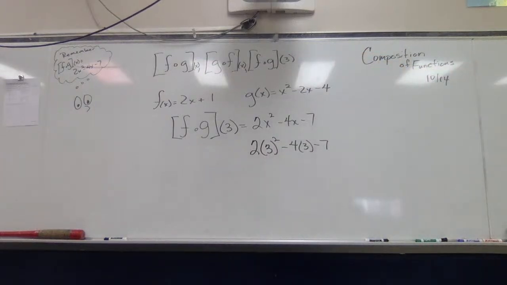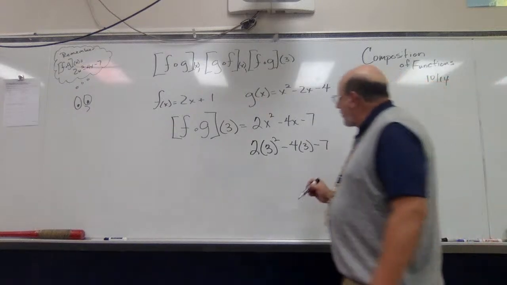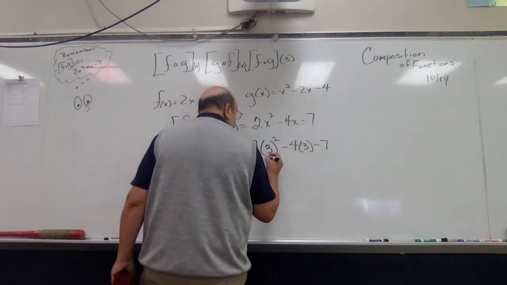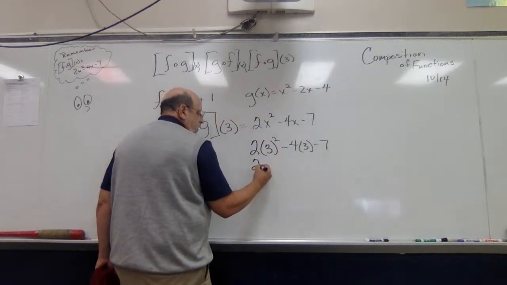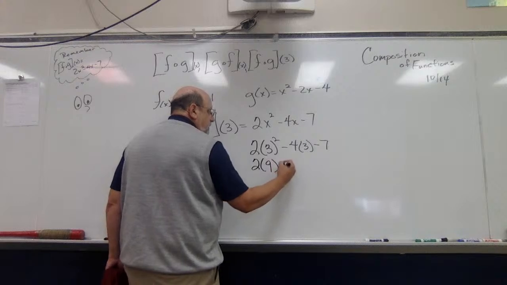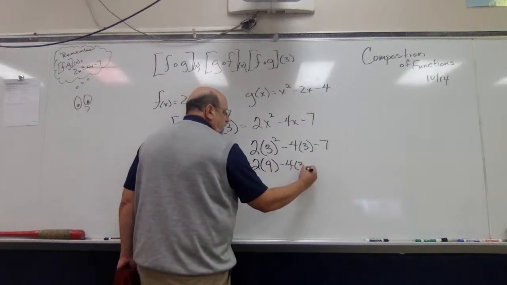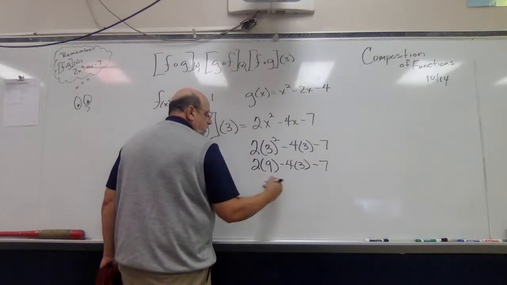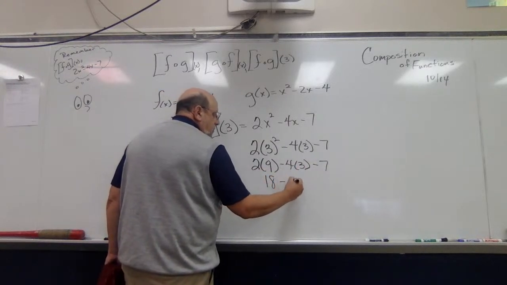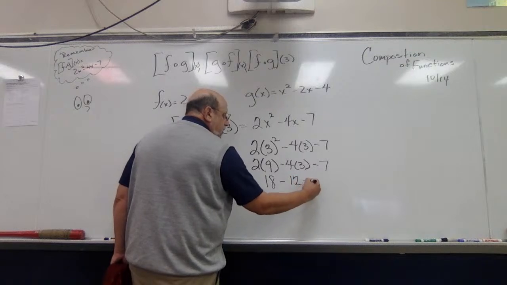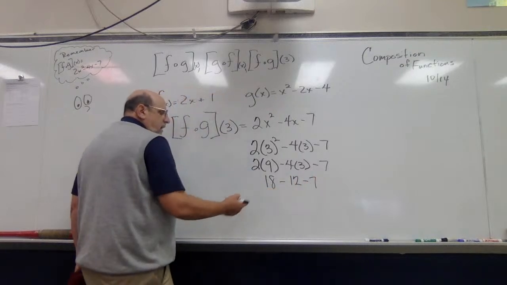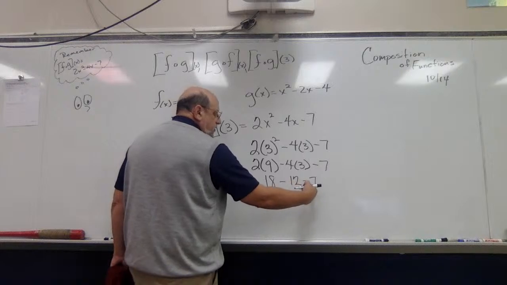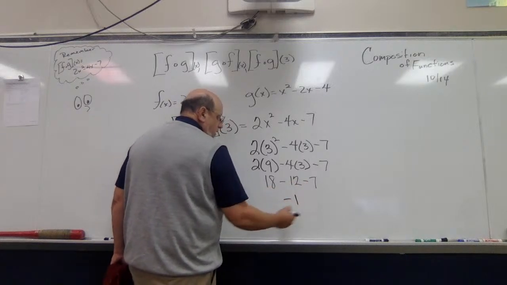So order of operations says we've got to do what first? Exponents. So we're going to square the 3 first, right? So what is 3 times 3? 9. So 2 times 9 minus 4 times 3 minus 7. And then we're just going to do our multiplication. 18 minus 12 minus 7. 18 minus 12 is 6, minus 7 is negative 1.